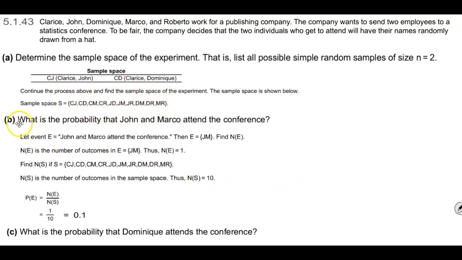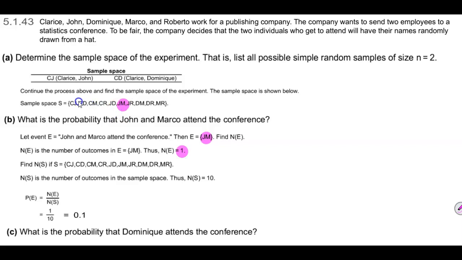Now for the second question, part B, it says, what is the probability that John and Marco attend the conference? Now to compute the probability of an event E, we're going to use the classical method because the outcomes are equally likely. And so the event from the question is stating that John and Marco attend the conference. So then the event E is equal to JM. Well, if you take a look at the sample space, we have 1 JM in that sample space. So therefore the number of outcomes for John and Marco would be 1.